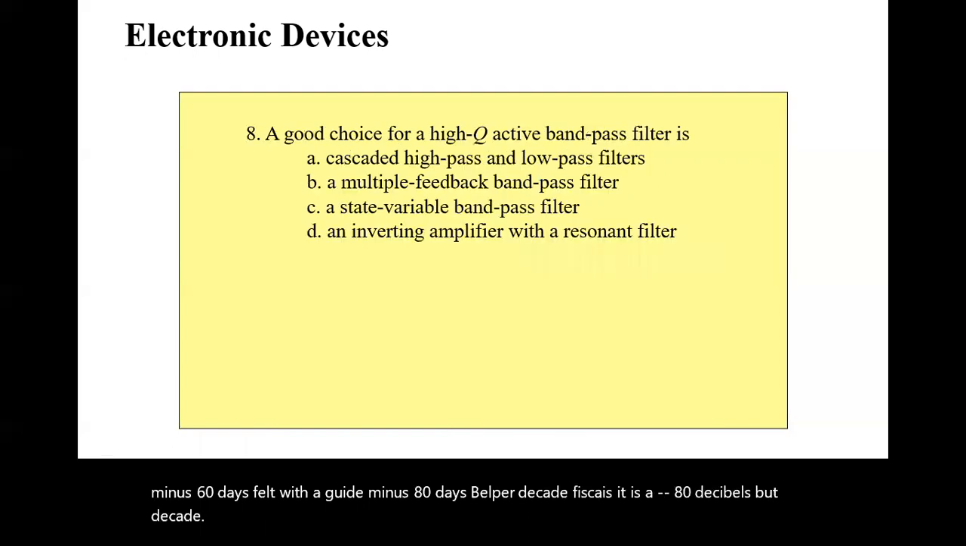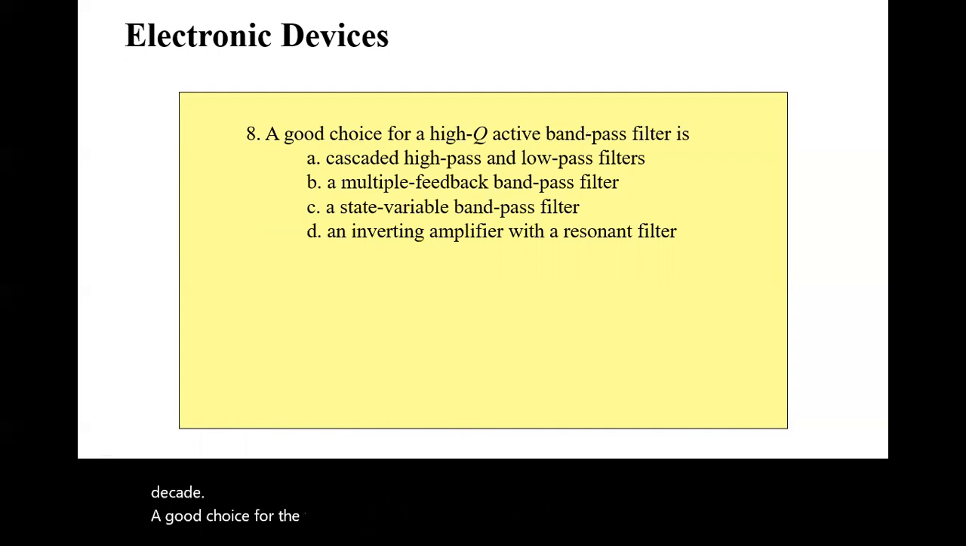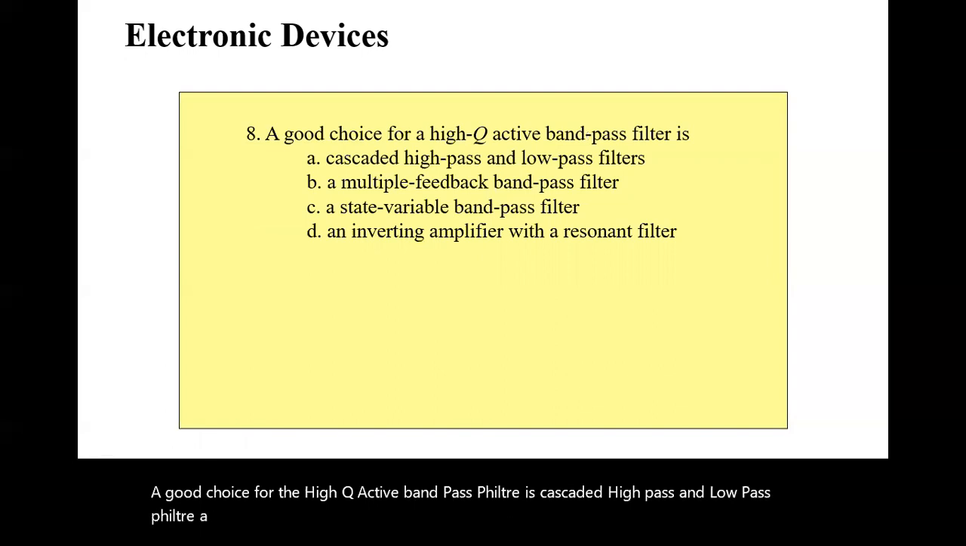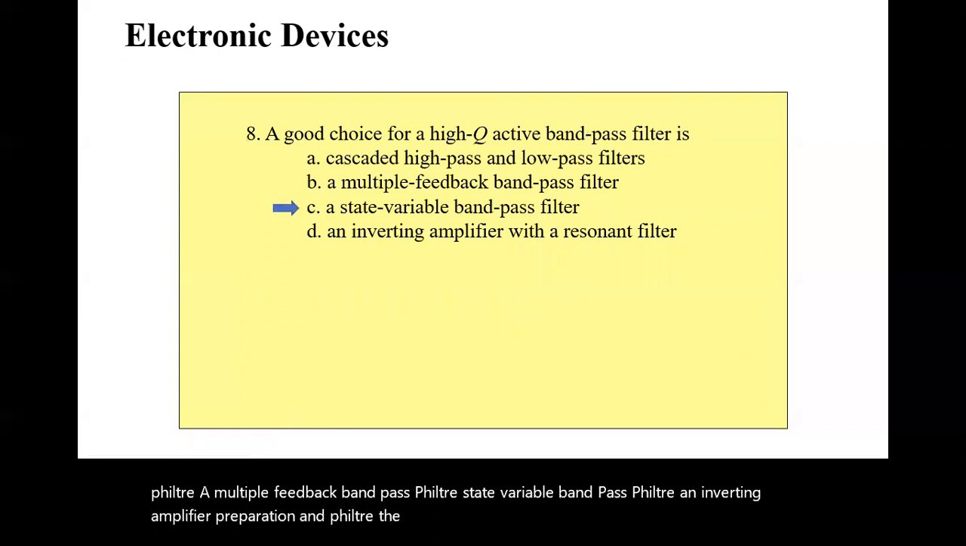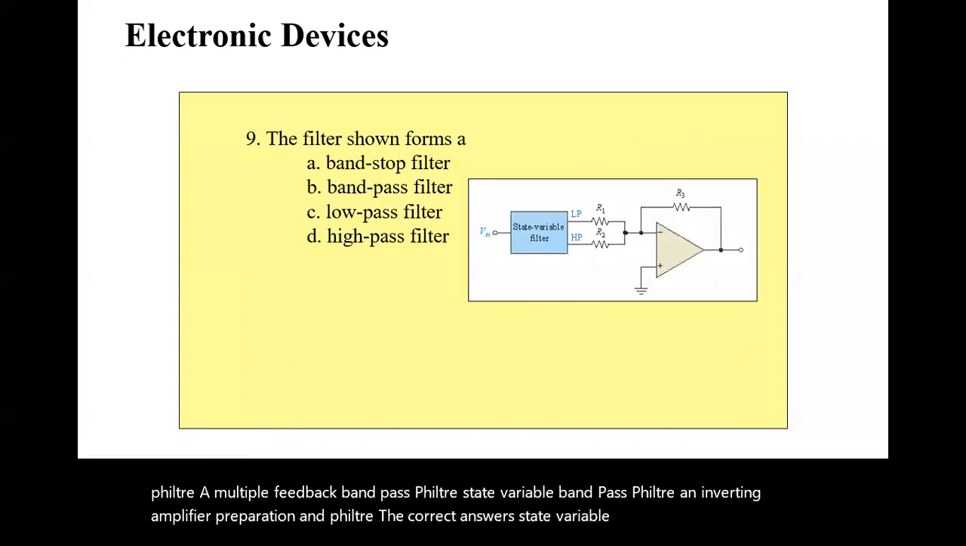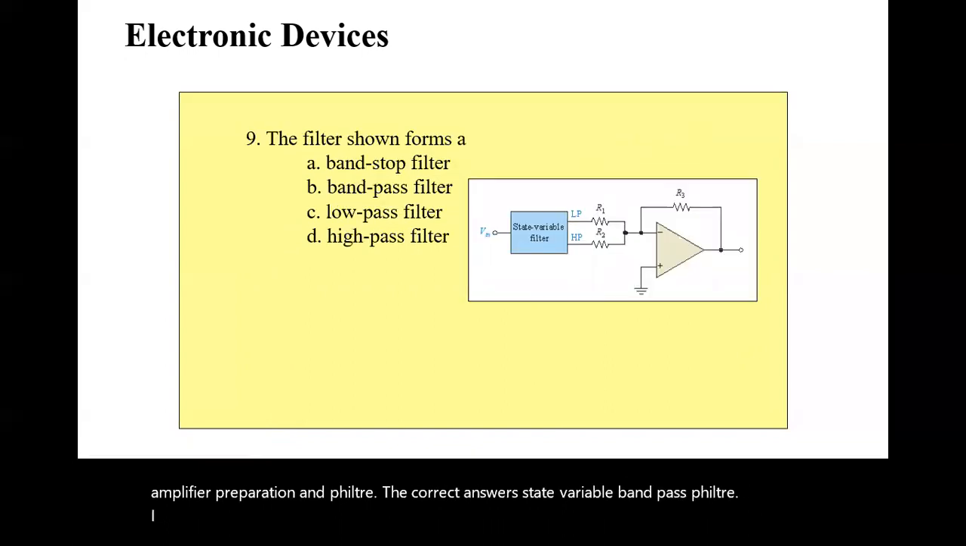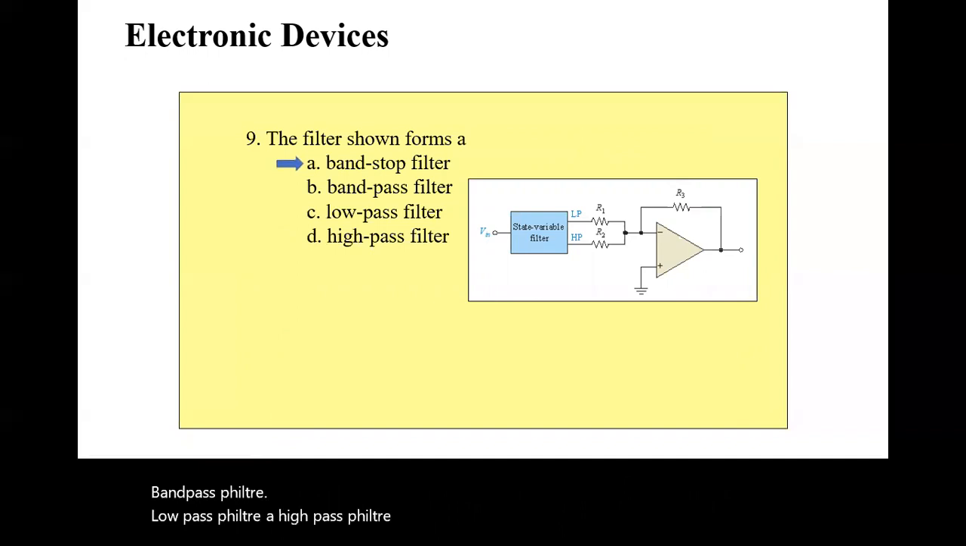A good choice for a high Q active band pass filter is a cascade of high pass and low pass filters, a multiple feedback band pass filter, a state variable band pass filter, or an inverting amplifier with a resonant filter. The correct answer is a state variable band pass filter. The filter shown forms a band stop filter, band pass filter, low pass filter, or a high pass filter. That is a band stop filter.